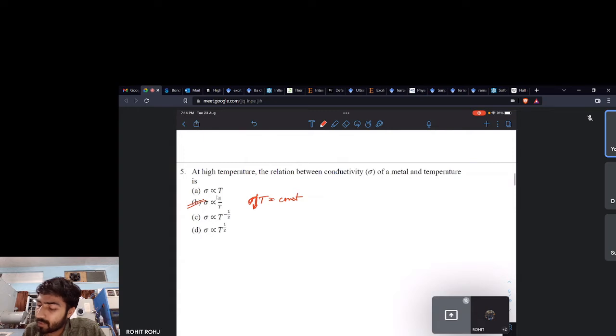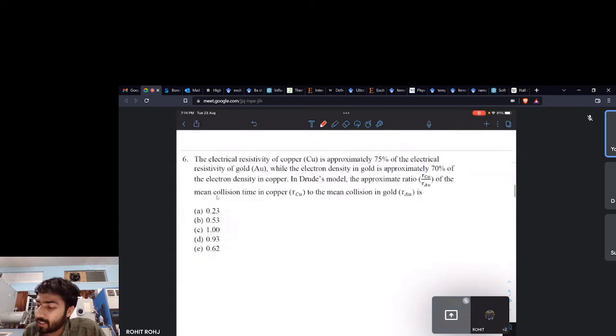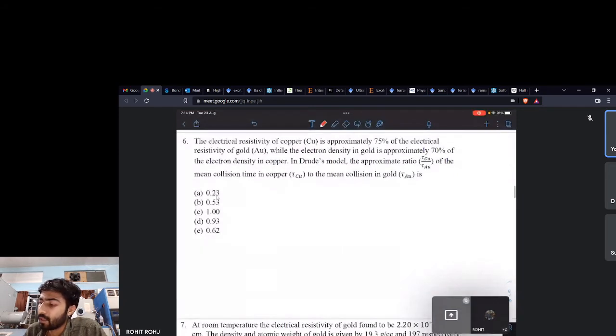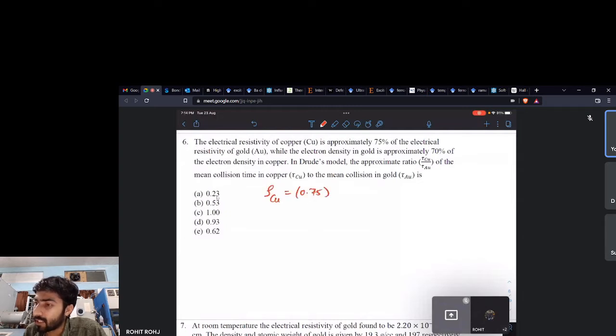Now moving on to the next question. The electrical resistivity of copper is approximately 75% of the electrical resistivity of gold, while the electron density of gold is approximately 70% of the electron density of copper. If you write down these two terms, the electrical resistivity of copper is 0.75 times the electrical resistivity of gold, whereas the electron density of gold is 0.7 times that of copper.